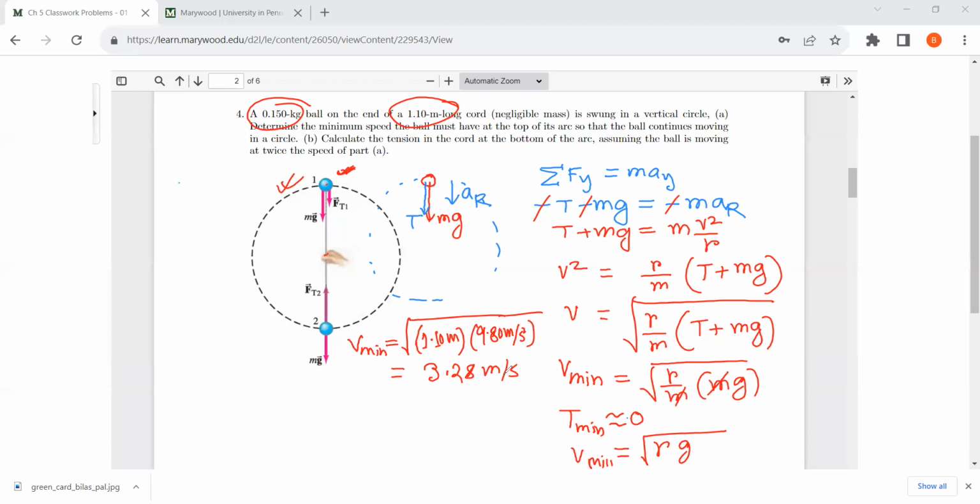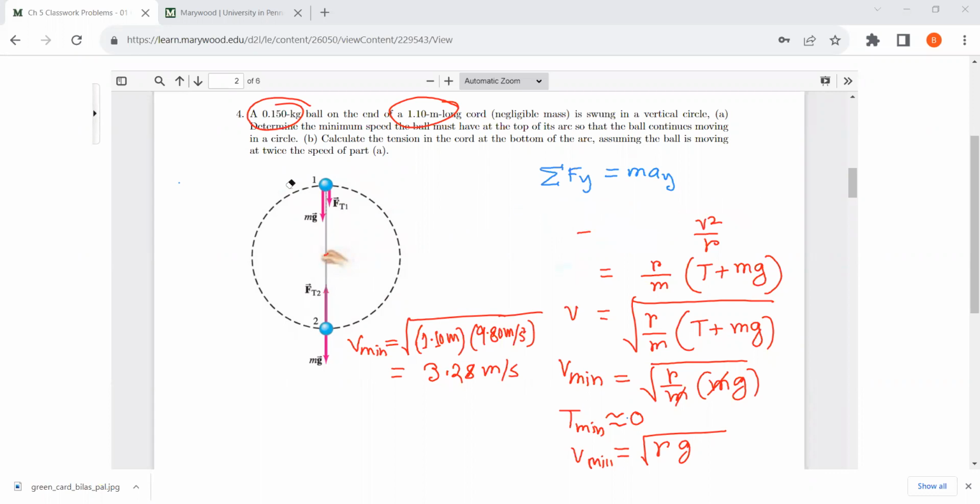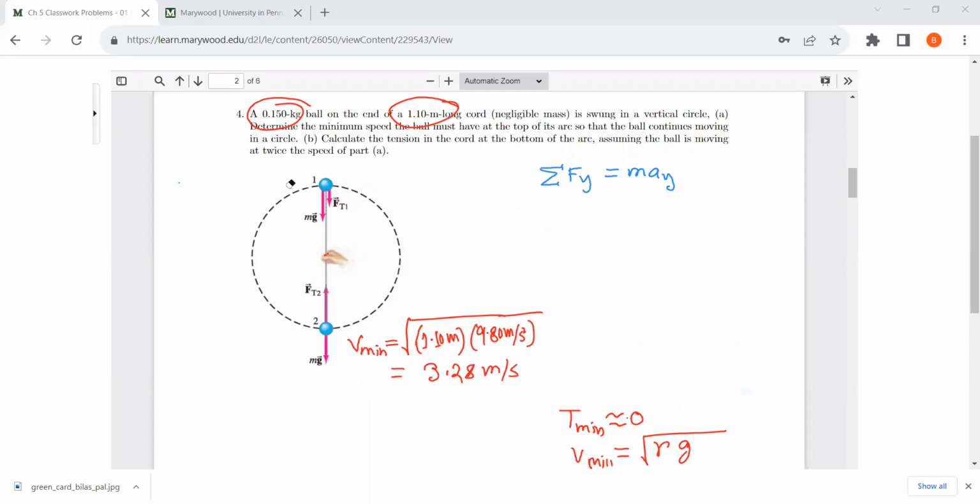Okay, so we are done with the first part. Still we have to calculate the second part. Okay, all right, so if we are done with this first part, let me erase. All right, now let's see what we are asked to do.